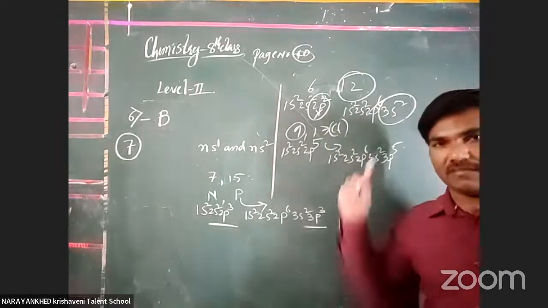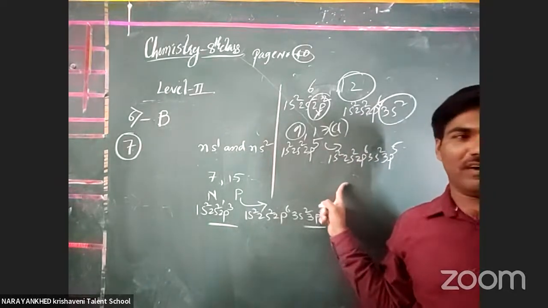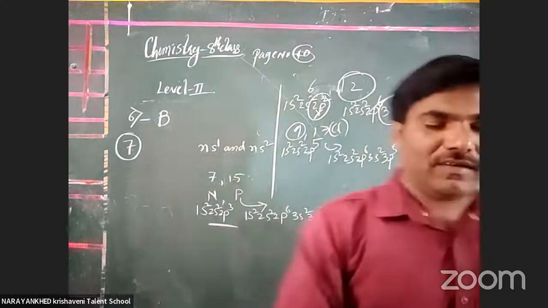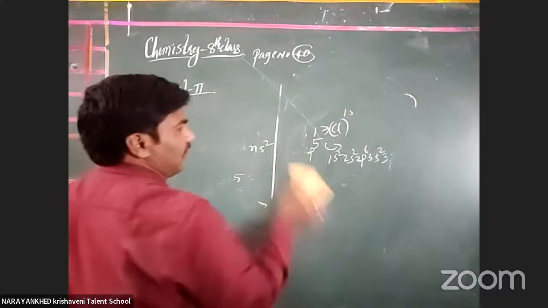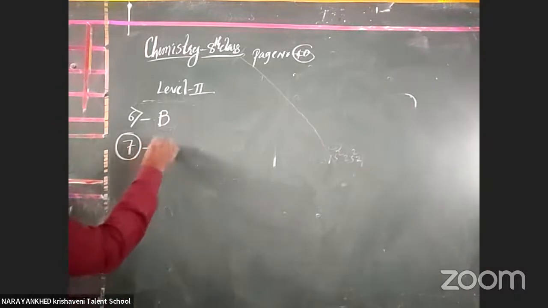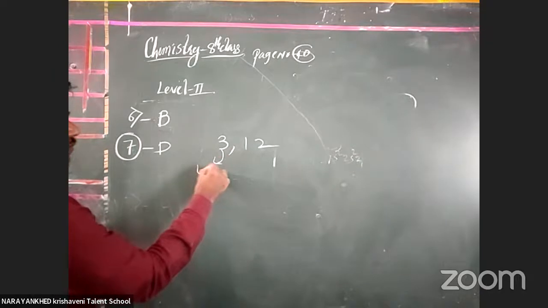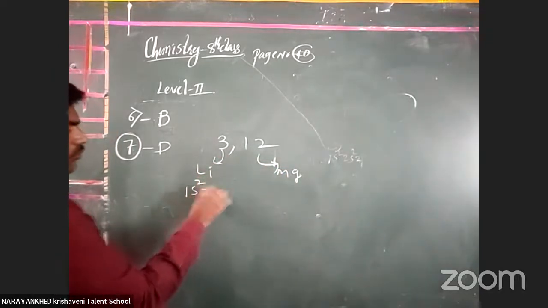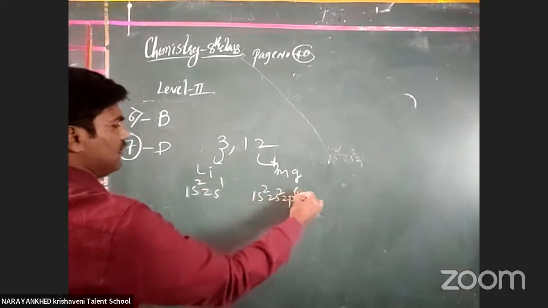In this way, these elements do not belong to our s block. You know very well. After these three, the fourth one is the only answer. The answer is D. Why is that the only answer? Because they follow either the ns1 configuration or the ns2 configuration. The given elements are 3 and 12. This is lithium, and this is magnesium. One second. 1s2, 2s1. 1s2, 2s2, 2p6, 3s2.